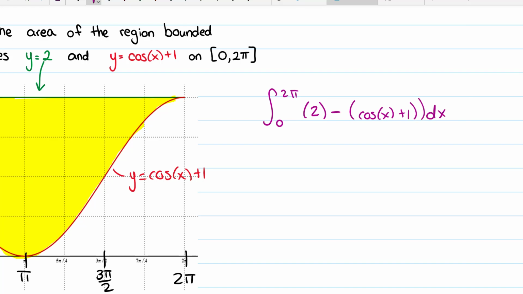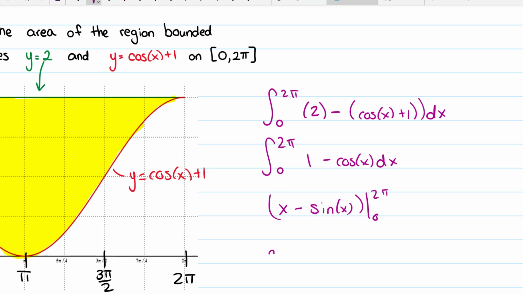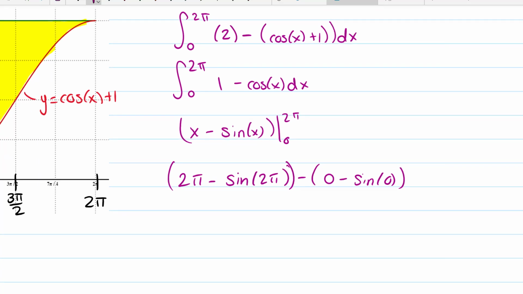So when we integrate, we're going to get 0 to 2 pi, and 2 minus 1 is 1 minus cosine of x dx. I actually chose to combine like terms before integrating. Now I'm going to integrate, and I'm going to get x minus sine of x from 0 to 2 pi. So this is 2 pi minus sine of 2 pi minus 0 minus sine of 0. Don't forget those parentheses. So this is 2 pi minus 0 minus 0 minus 0. So your answer is just 2 pi units squared.